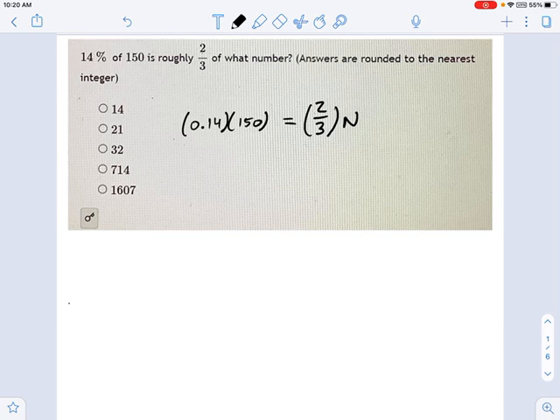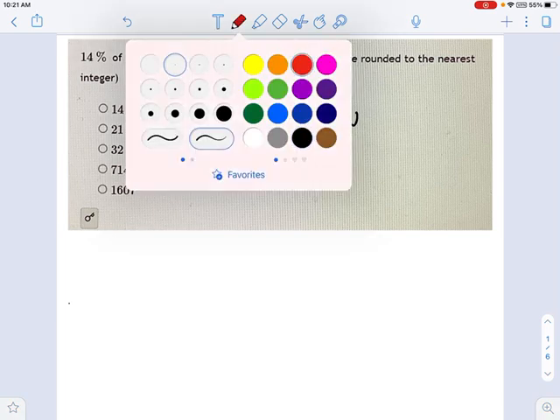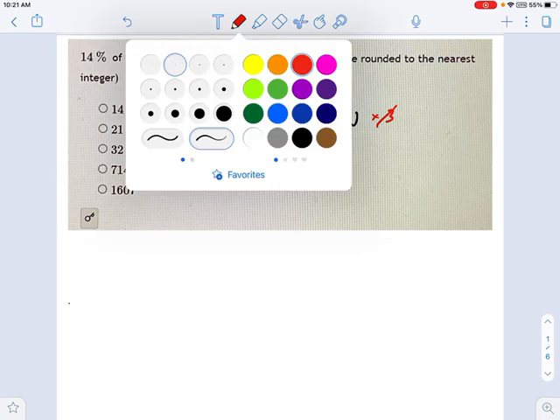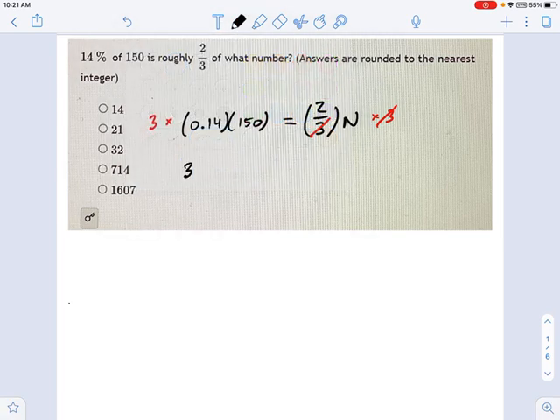So how can we balance this equation? In other words, how can we find what n is? Well, there's a number of things that we've done as part of balancing equations. We can multiply each side by 3, right? That's fine as long as we do it to both sides. And look what happens. These 3's cancel out. A times 3 crosses out a divided by 3. And what do we get? It's going to be 3 times 0.14 times 150 on the left equals 2n.